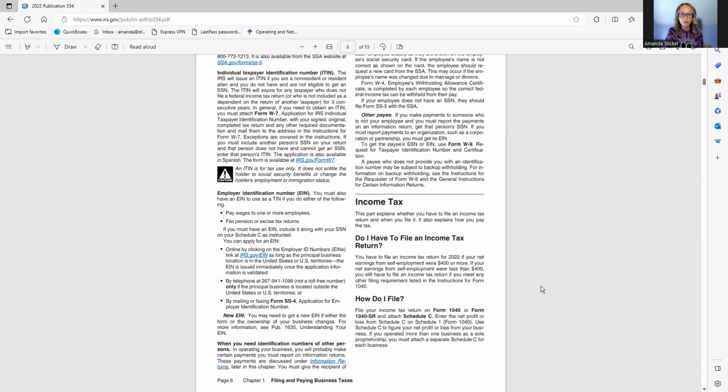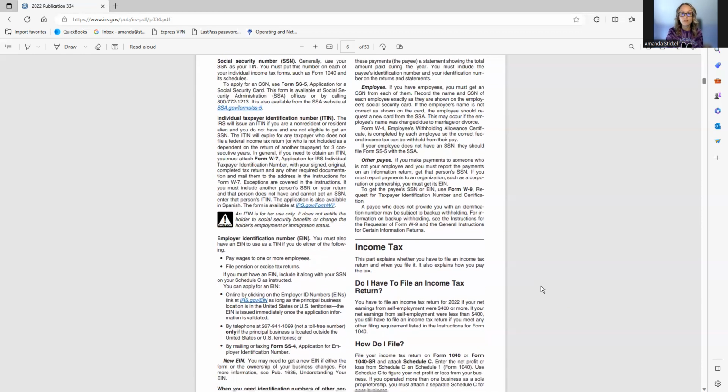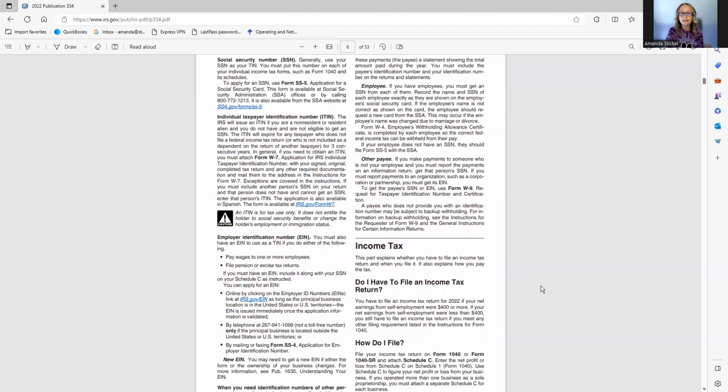When you need identification numbers of other persons. In operating your business, you will probably make certain payments you must report on information returns. These payments are discussed under information returns later in this chapter. You must give the recipient of these payments, the payee, a statement showing the total amount paid during the year. You must include the payee's identification number and your identification number on the returns and statements.